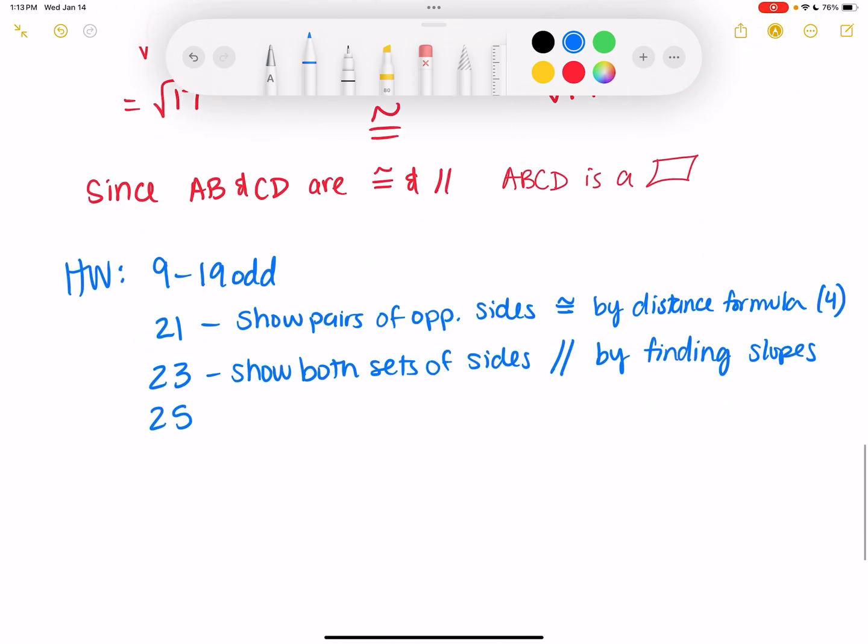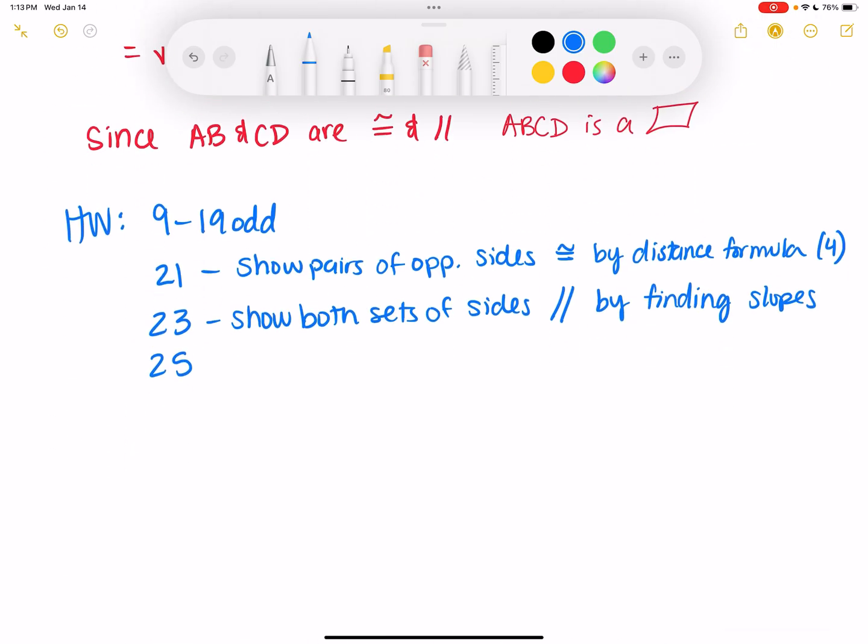Okay. And then 25, choose any method. Choose your favorite one. Choose the easy one. Or choose the hard one. I don't care. All that's relative. Whatever you think.